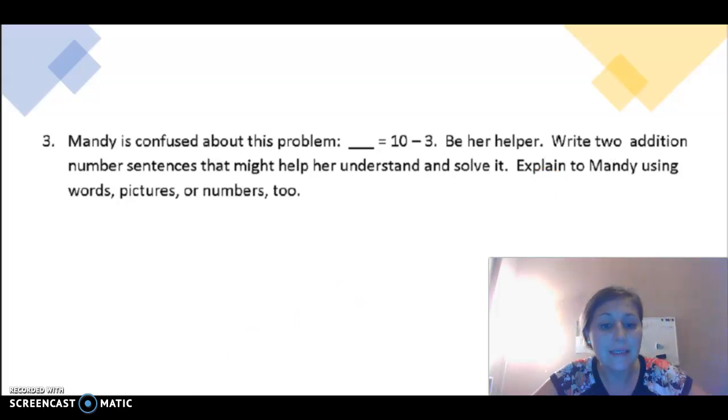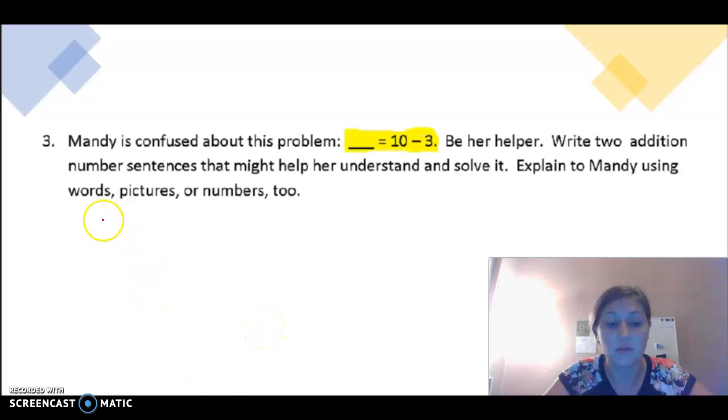So, Mandy is very confused about this problem right here. How many equals 10 minus 3? Remember, that can also be read as 10 minus 3 equals what? So let me write that off to the side. And remember, boys and girls, I'm helping you a lot today because it's a review, but tomorrow on your test, I can't do all this, okay? So make sure you're paying attention. Really, we're trying to figure out 10 minus 3 is what?